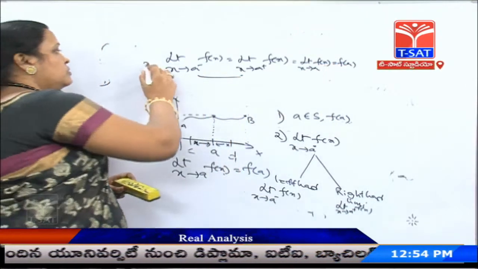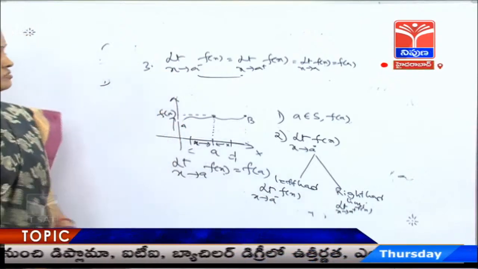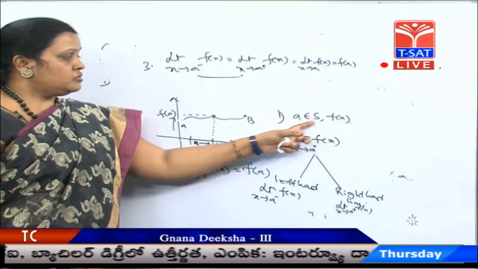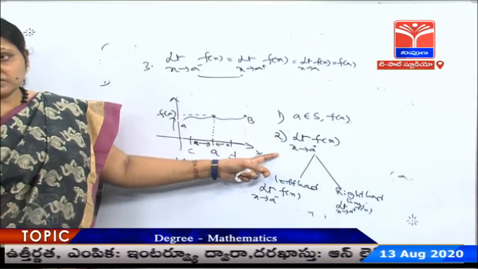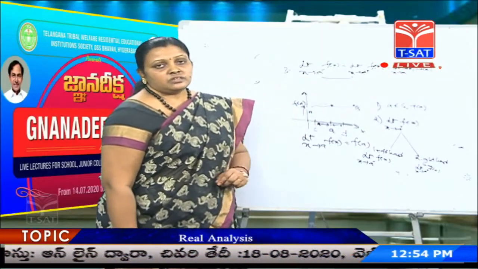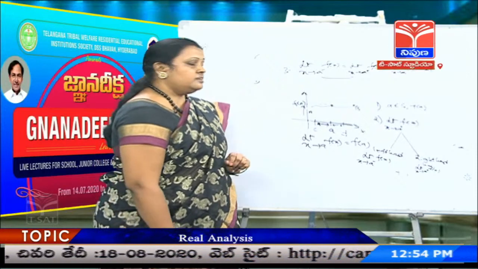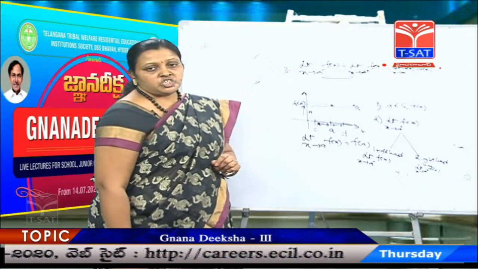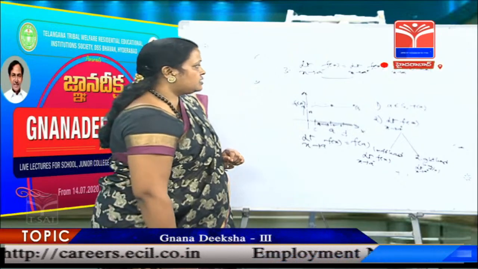So, whenever any function which maps from a domain to R satisfies these three conditions at a particular point, then you can say that the function is said to be continuous at that point. This is the definition of continuity of a function at a particular point.